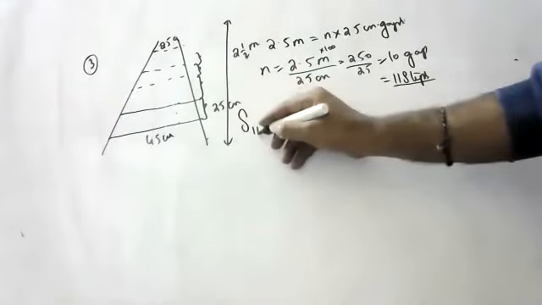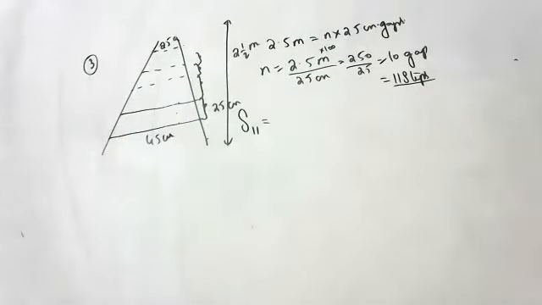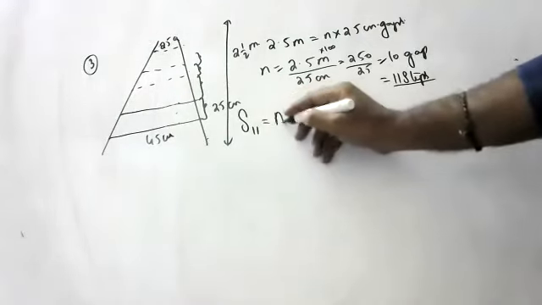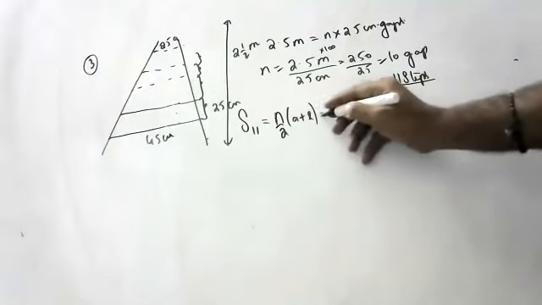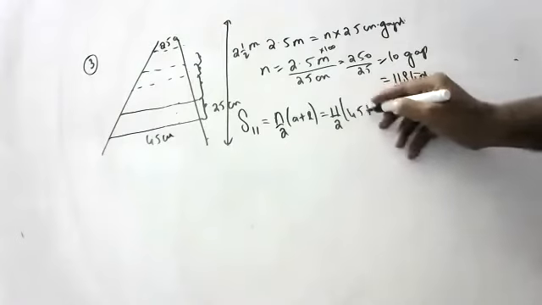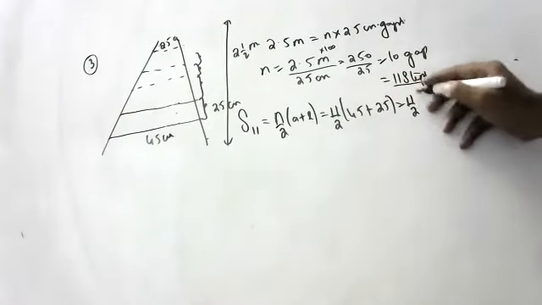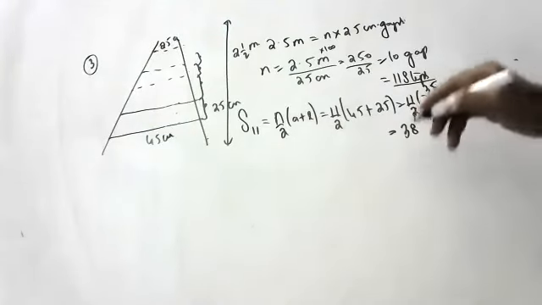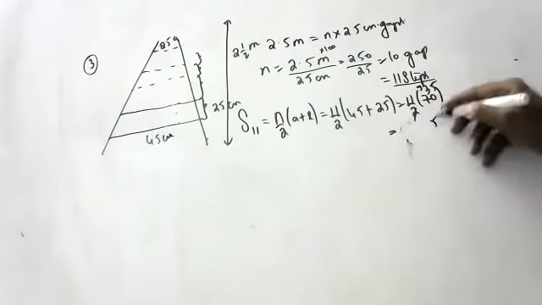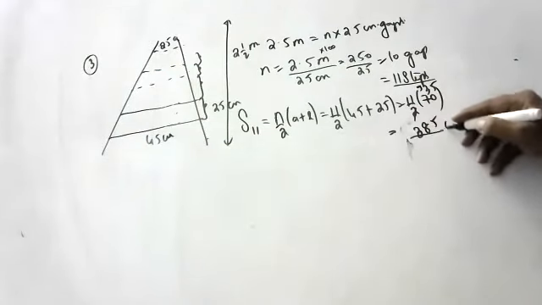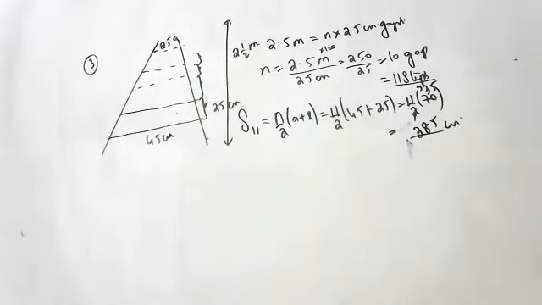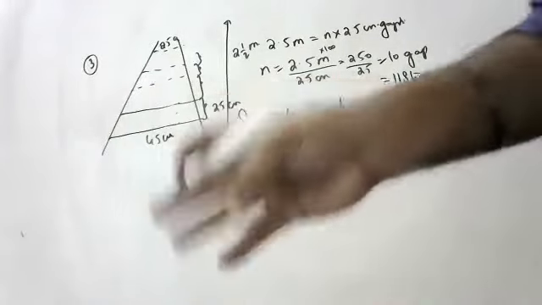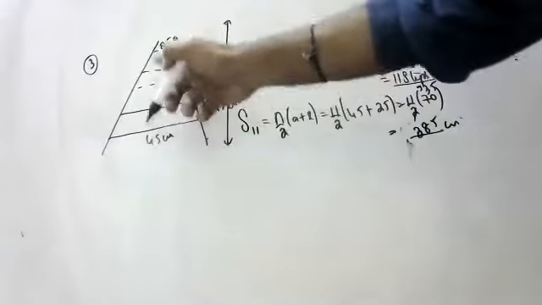What is the sum of the 11 steps? The length of the 11 steps is n by 2 into 2a plus l. So 11 by 2 into 45 plus 25 is equal to 11 by 2 into 70, which is 35 into 11. 35 into 11 is 385 centimeters. 385 centimeters is the length of the 11 steps of the ladder.